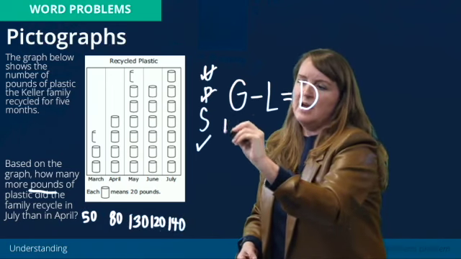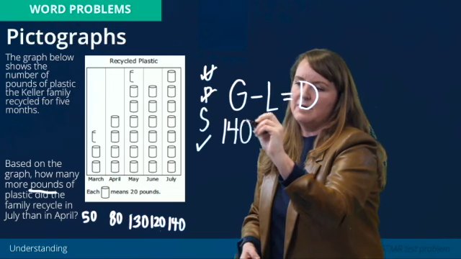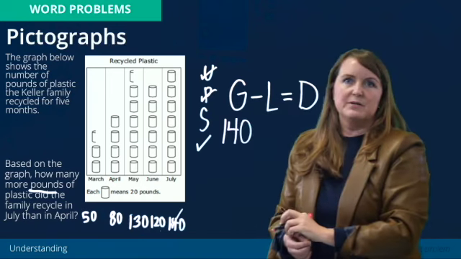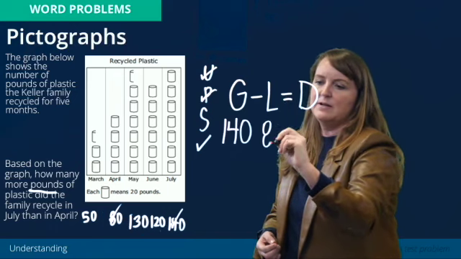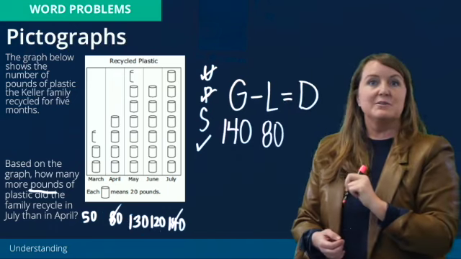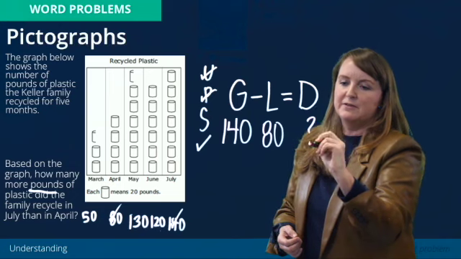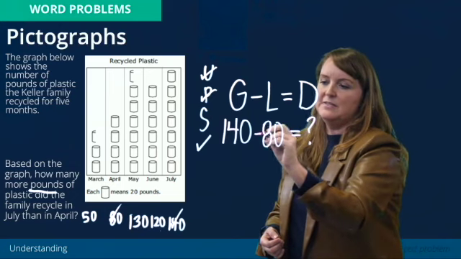Let's see, July is a greater amount. I'll go ahead and write it right here. I'm going to check that off so I don't use that again. And 80 is the lesser amount, so I'll write that right there and check it off so I don't use it again. And we have to figure out the difference. I'll go ahead and put in my signs.